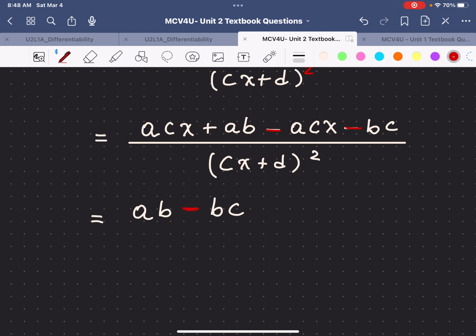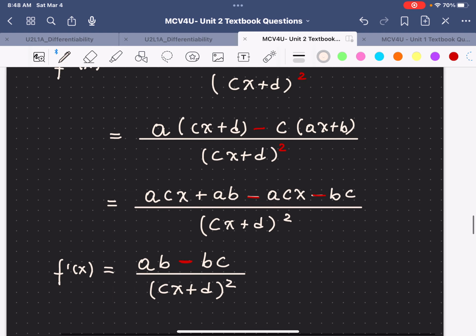And now I'm really thinking about BC, the beautiful British Columbia, for some reason. All right, so here we go, over cx plus d to the power of 2. This is the most simplified form of the derivative.